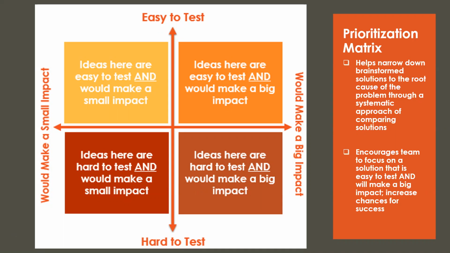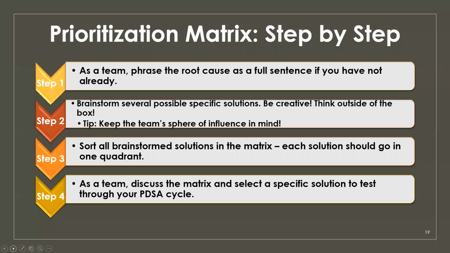So this will help the team really sort the solutions that you come up with into the various places where you can then make a decision on what to prioritize first. And again, you're really thinking about that top right quadrant where there are solutions captured that are easy to test and would make a big impact. And of course, again, you want to spend some time discussing the matrix and eventually coming to consensus on what specific solution you are going to test through your Plan, Do, Study, Act cycle.